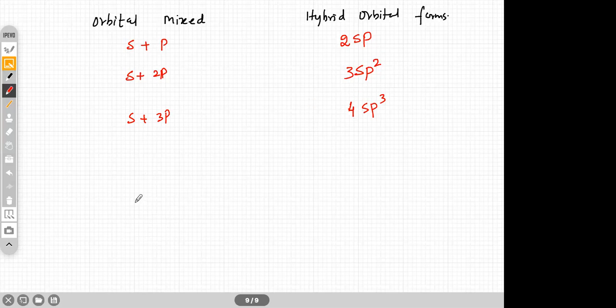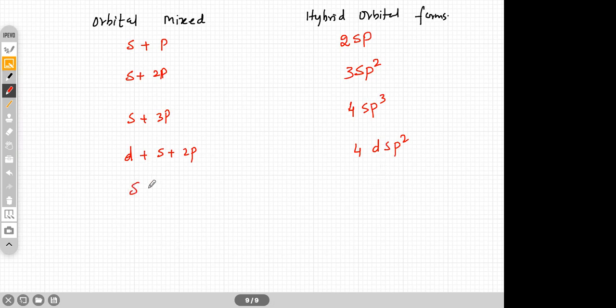If you have 1d, 1s and 2p, then what do we get? 2, 3, 4, 4 dsp2. dsp2 mostly you won't get here in this chapter, but you will get this in class 12 coordination compounds, right? We'll see that later. It is 4, not 5. dsp2, it is 4, not 5.